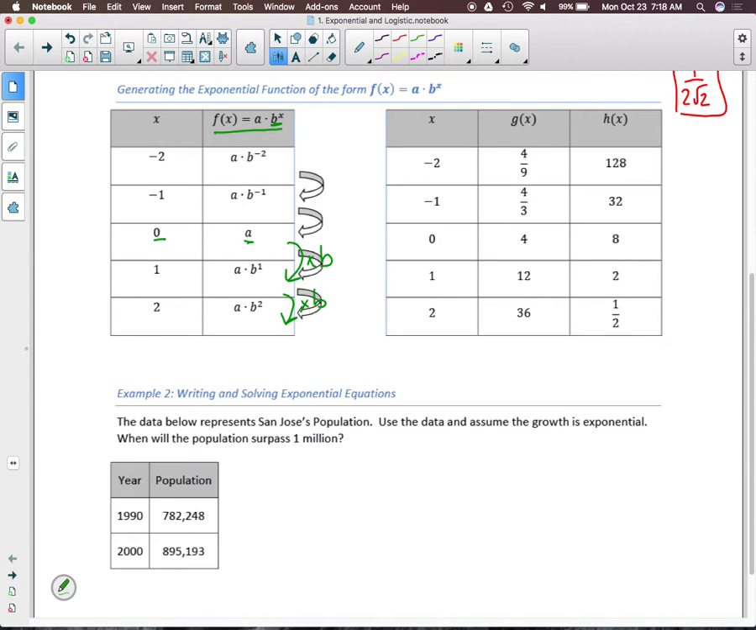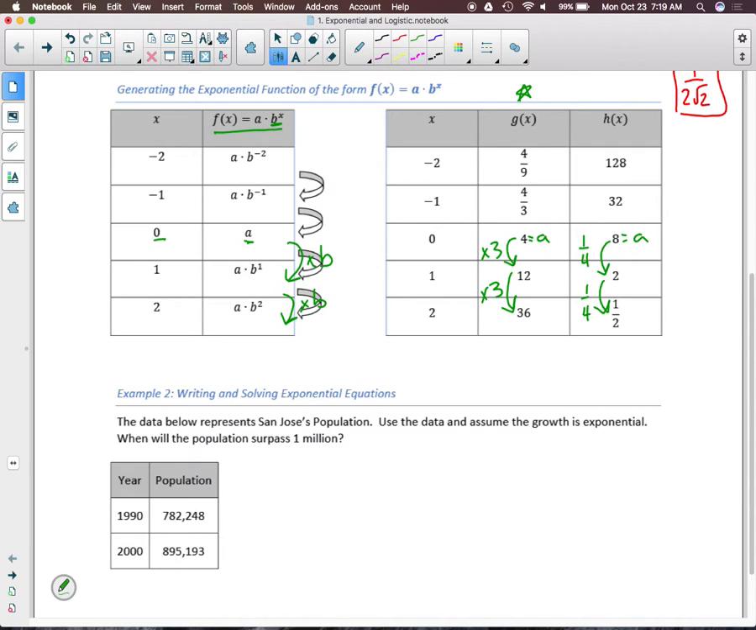Over here, if I'm looking at g of x, when x is 0, I know that a is going to equal 4. And for h of x, I know that a is going to equal 8. So what I really need to do is figure out what's happening each time. Each time that we move from one x value to the next, I'm multiplying by 3. And over here, I'm dividing by 4, but we can't really do division by 4, so we write it as the multiplication equivalent, which is 1/4.